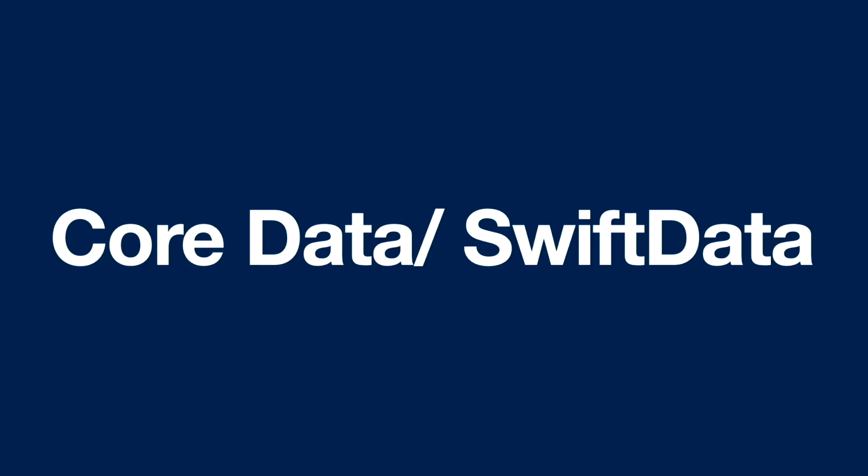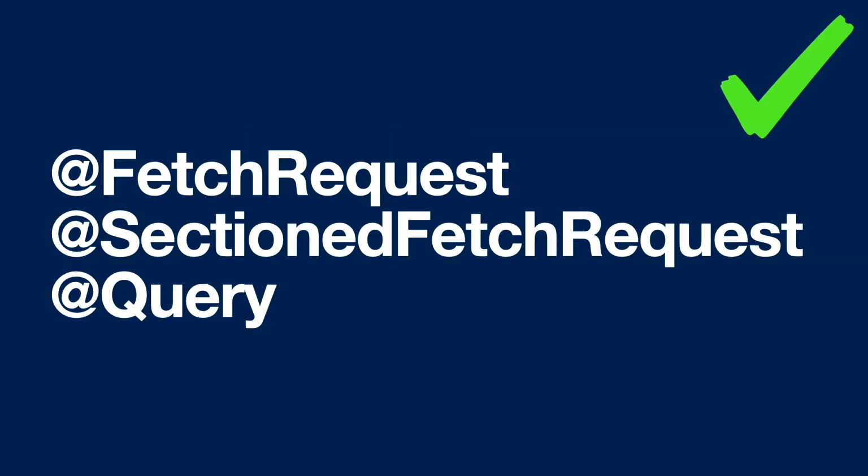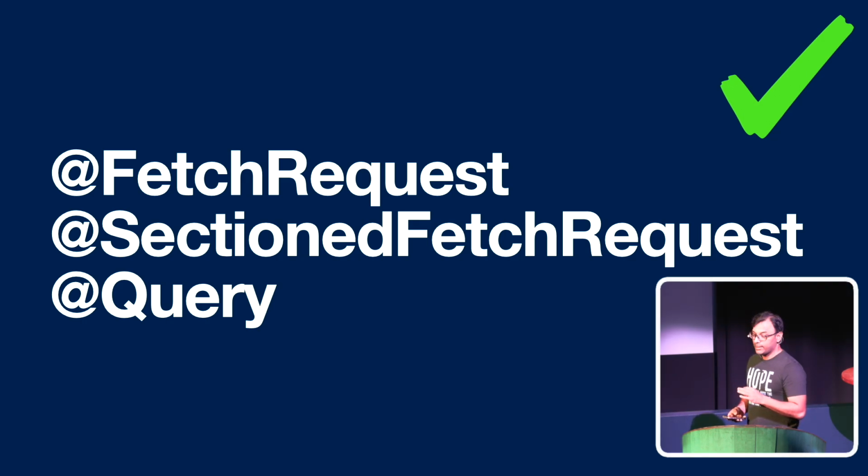Then I went to Core Data and SwiftData. Don't fight the framework. Apple has provided you with fetch requests, section fetch requests, Query, and all of those different things. These are highly optimized property wrappers and macros. They write a lot of code and do a lot of things for you. So use this. They also work with tracking, meaning if you add something, it will automatically refresh.